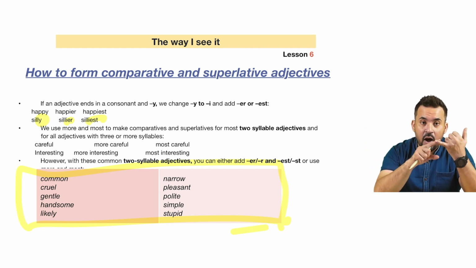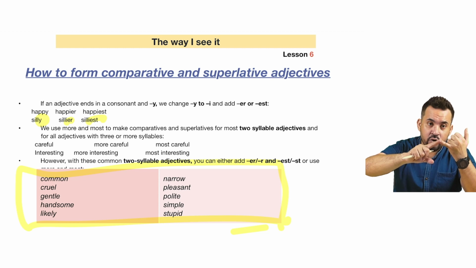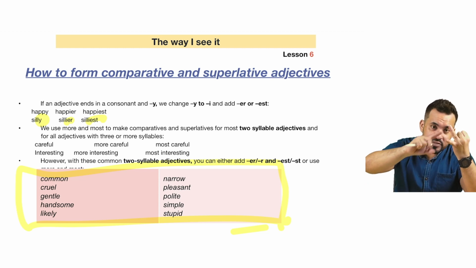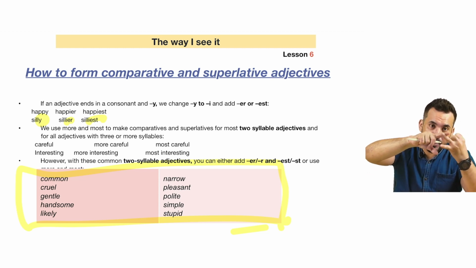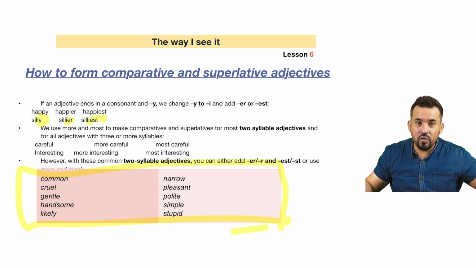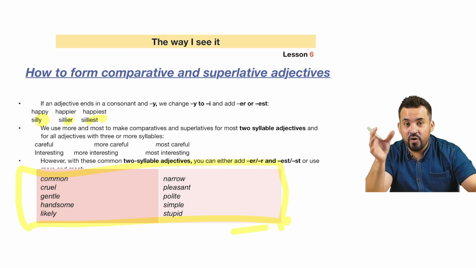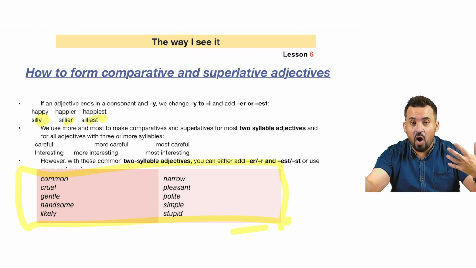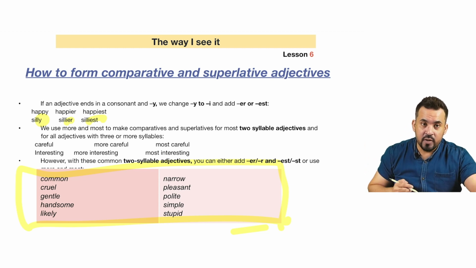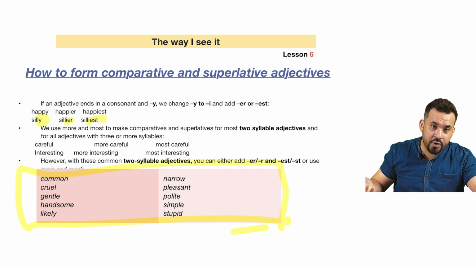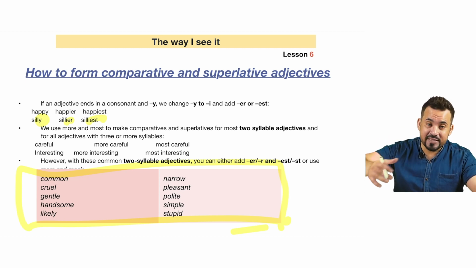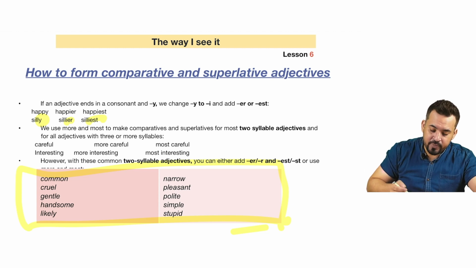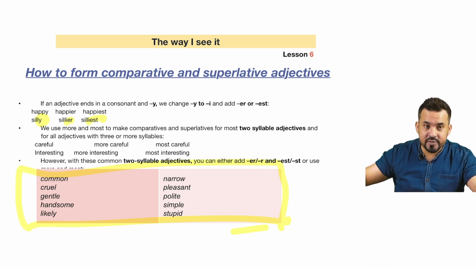Let's count. Common, two syllables. Cruel. Gentle. Handsome. Likely, narrow, pleasant, polite. All are two-syllable adjectives. Those are exceptions. We can add er, or we can use more and most. So let's take a look. Common, commoner, commonest. Or we can say more common, the most common. Cruel, crueler, cruelest. Or we can say more cruel, the most cruel.